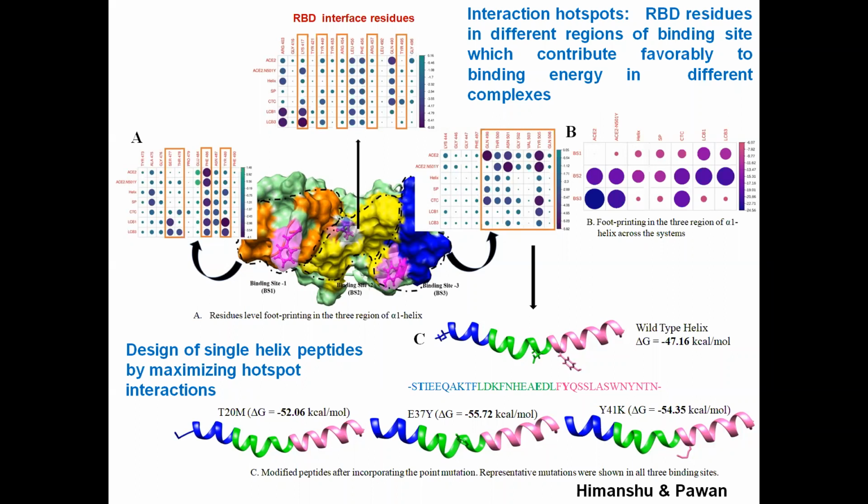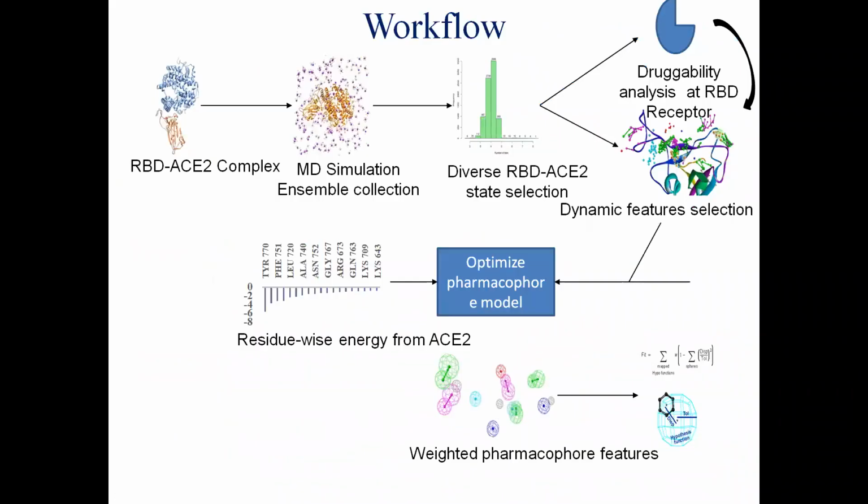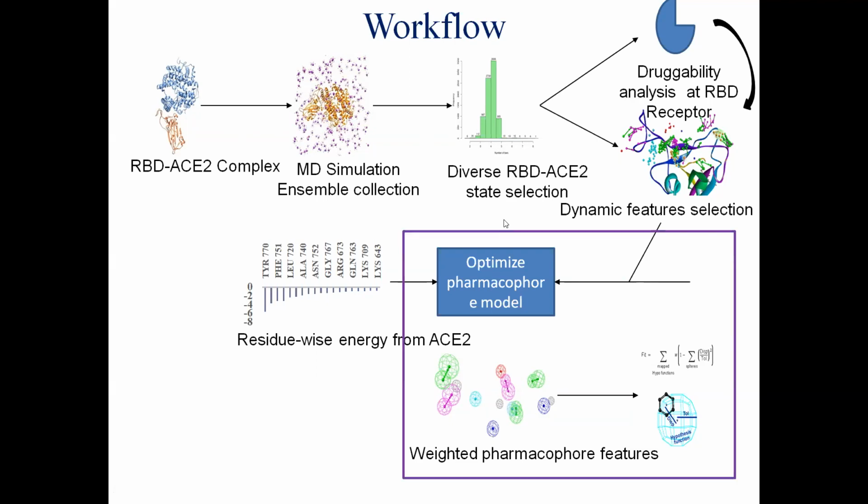So this is a way, by analyzing this MD trajectory, you can think of how you can build better inhibitors. In this case, this is the peptide-based inhibitor, but you could design a non-peptide-based inhibitor. And that is where I was going to talk about this work of building a pharmacophore based on the dynamic ensemble of structures which are sampled in the MD simulation. And this is what is done.